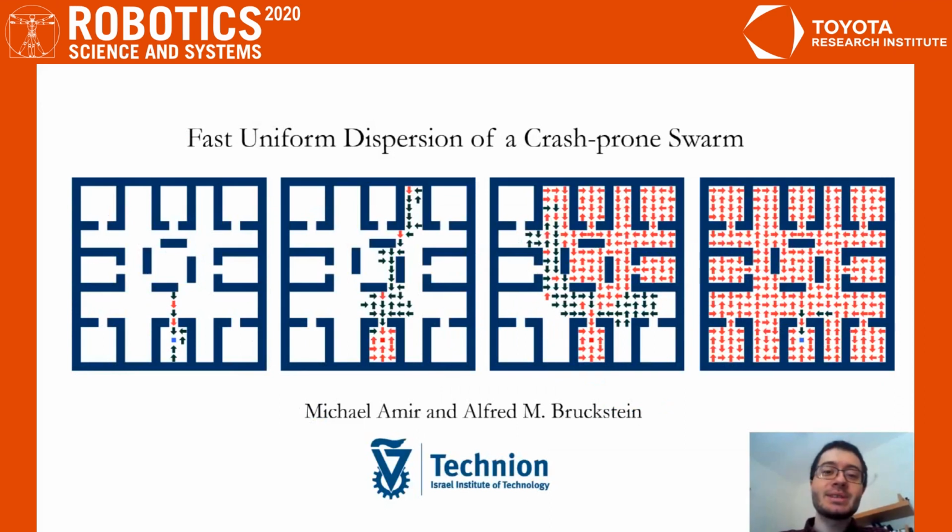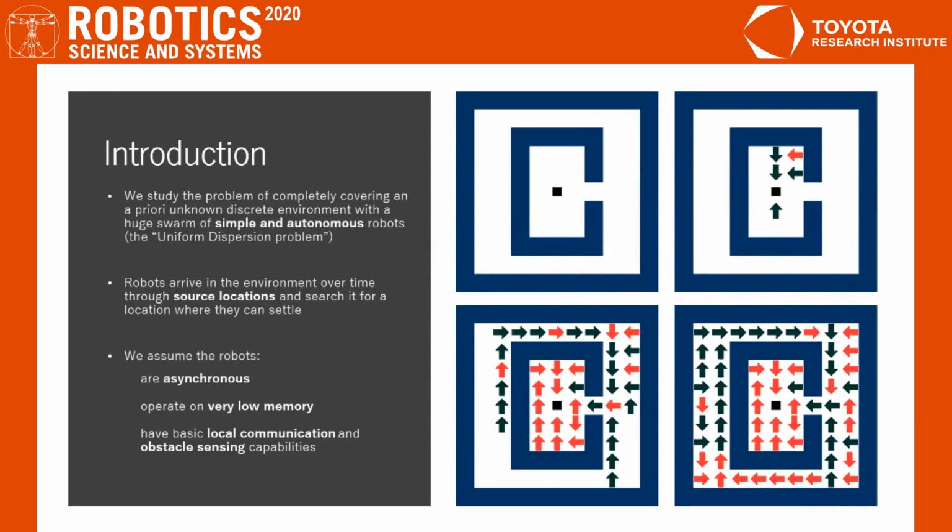Hi everyone, my name is Michael Amir, and I will be presenting "A Walk Fast Uniform Dispersion of a Crash-Prone Swarm." In swarm robotics, a huge number of simple and autonomous robots must work together in order to achieve complex goals. In this work, we study a well-known coverage problem in swarm robotics called the uniform dispersion problem.